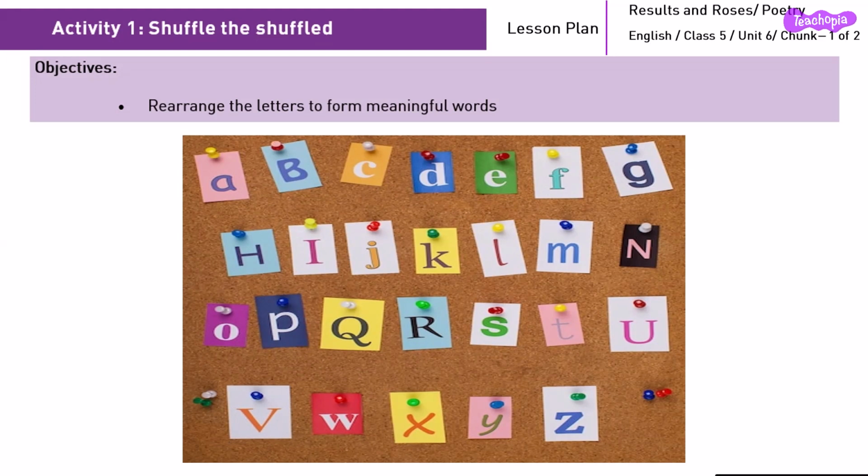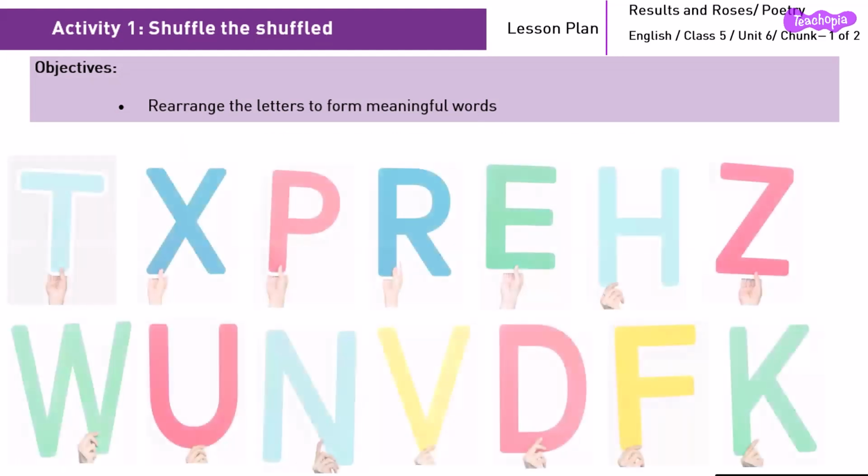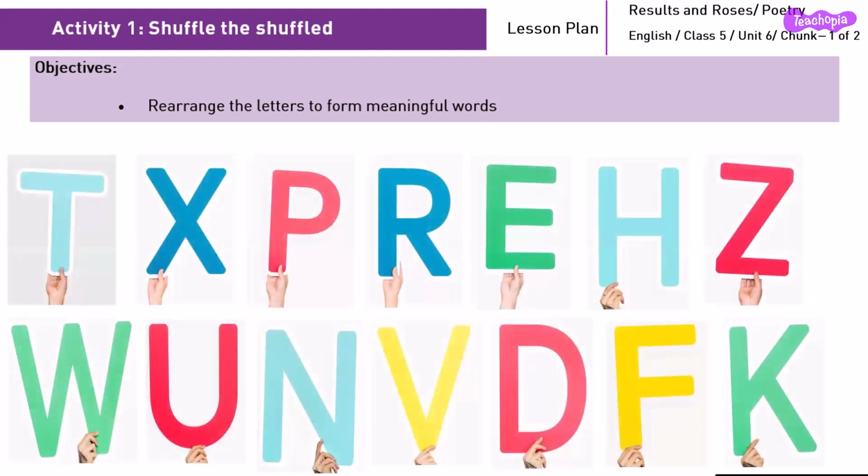As we see in this picture, we have different letters on flashcards. You can see the flashcards which consist of different letters. For example, if we have flashcards already prepared from A to Z, we can choose some of the letters. As an example, we have taken the letters T, X, P, R, E, H, Z, W, U, N, V, D, F, and K.